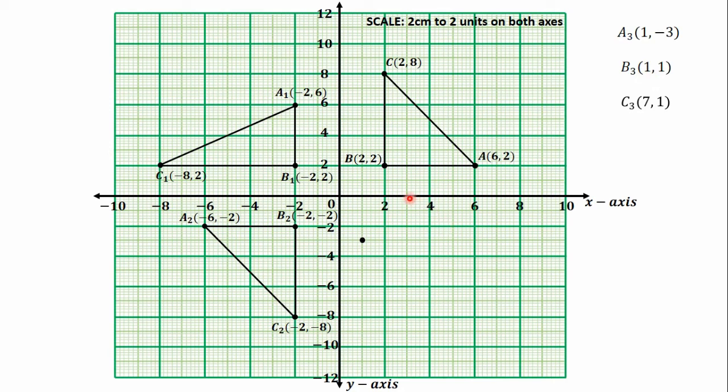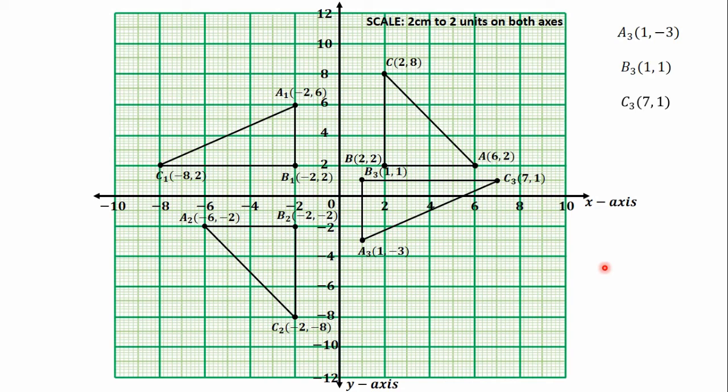So 1 on the x-axis and 1 on the y-axis. And that will be here. And the coordinates of C3 are 7, 1. So 7 on the x-axis and 1 on the y-axis. That will be here. After that, you join these points to form the triangle A3, B3, and C3. Let's write the names of each point against it. So this is point A3 with coordinates 1, minus 3. This is point B3 with coordinates 1, 1. And this is point C3 with coordinates 7, 1.